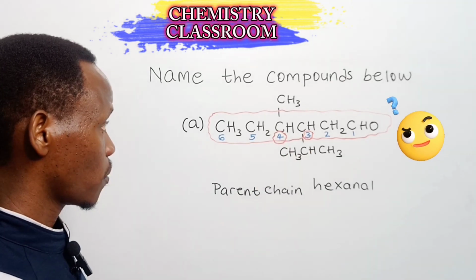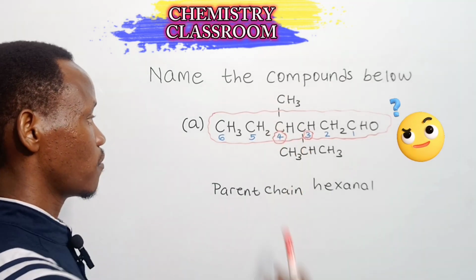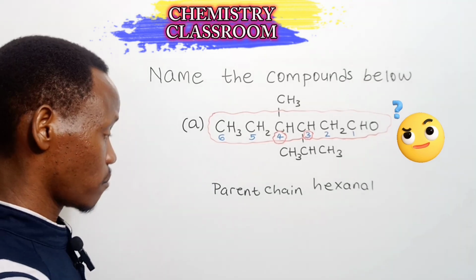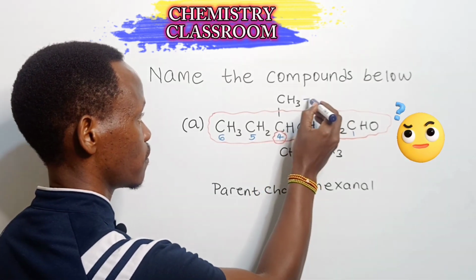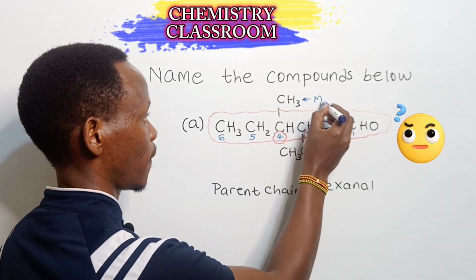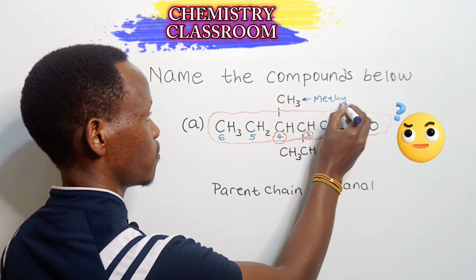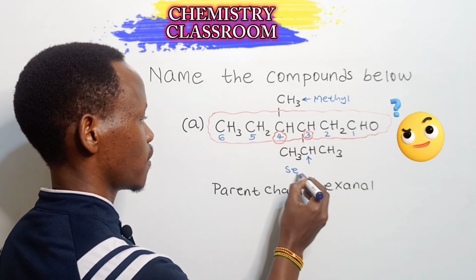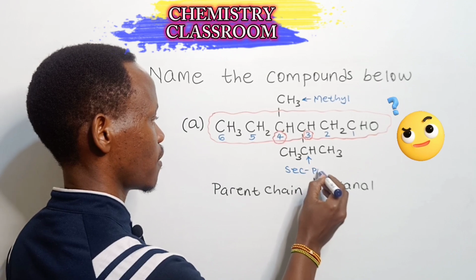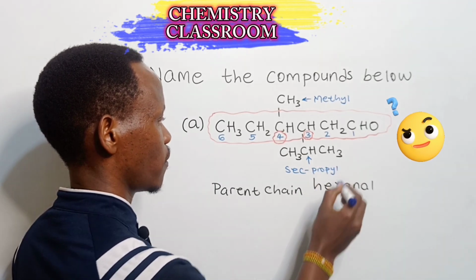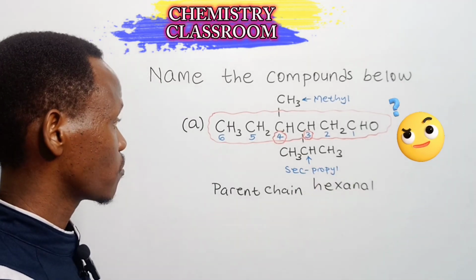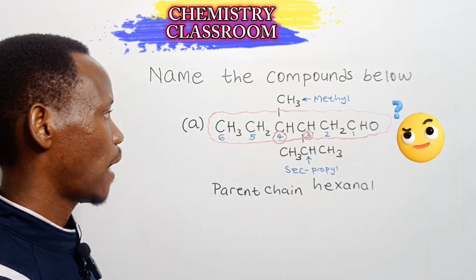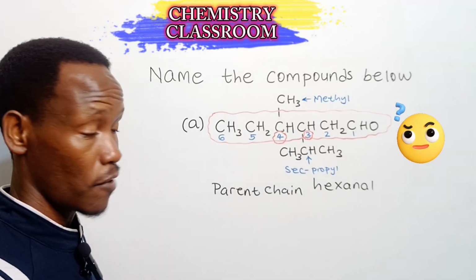Why? Because on these two positions we do have substituents, and the substituents are, by the way, this, which we have called a methyl group or simply methyl, and this one, which we called secondary propyl. So these two substituents are different and they must be written in alphabetical order.